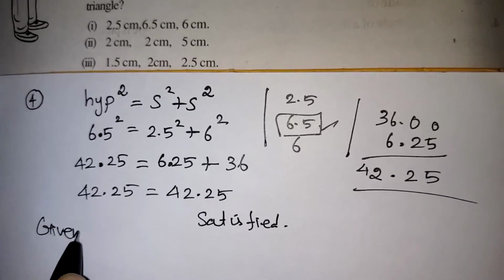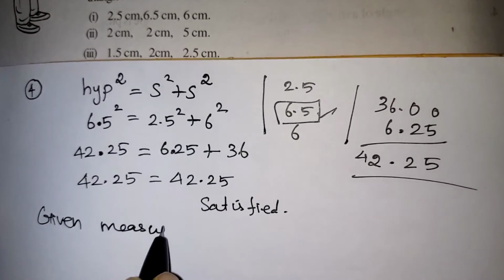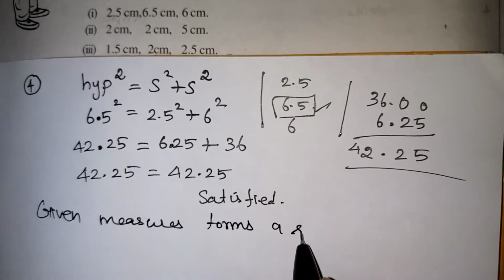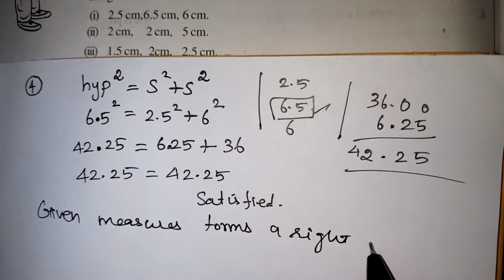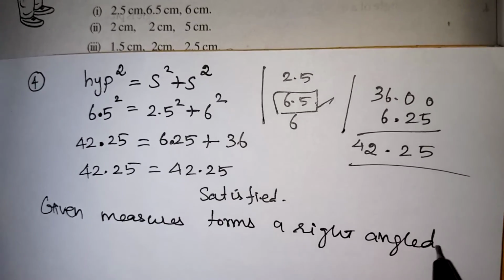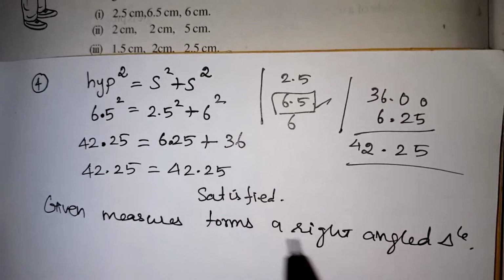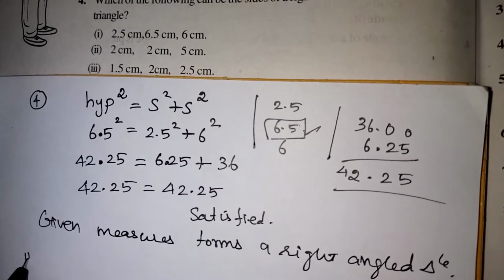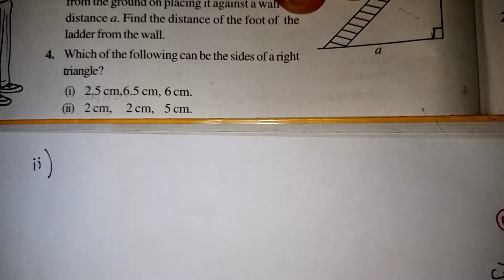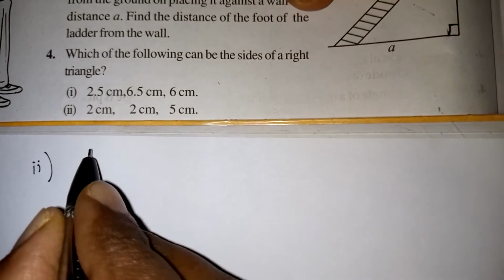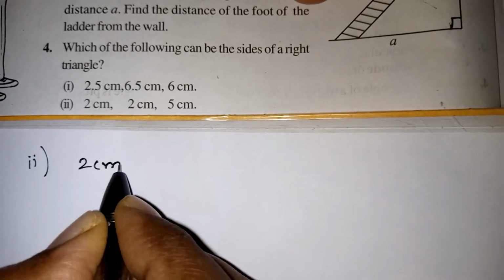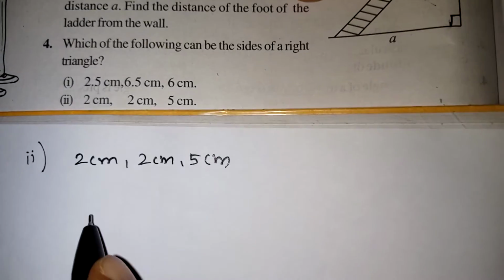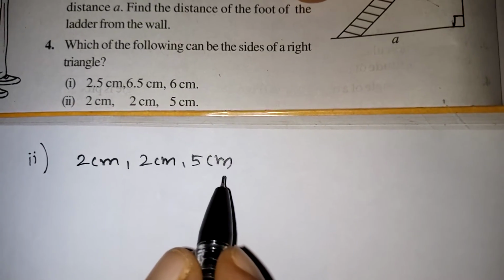So given measures form a right angle triangle. Like this we have to answer. Right angled triangle under the Pythagoras theorem. Okay, next one. Look at the second problem. Look at one more problem, second one. Our question is 2 centimeter, 2 centimeter, 5 centimeter is the question. So we need to identify whether it forms a right angle triangle or not.